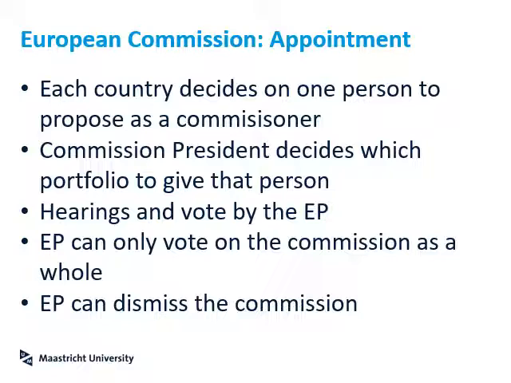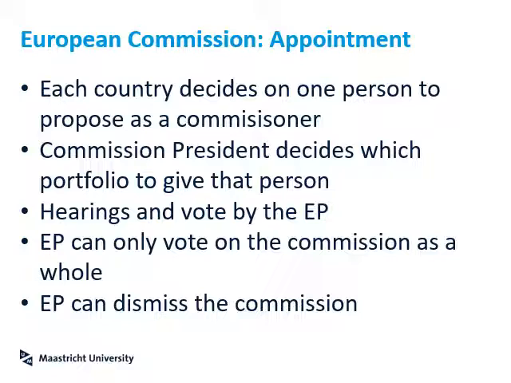The Commission is appointed in the following way. Each country decides on one person to propose as a commissioner. This is usually someone who has previously worked as a minister in a government. The Commission President then decides which portfolio to give that person. So the country does not know in advance which subject area the commissioner will deal with. And maybe they expect that that person is going to become the commissioner for finance because they have expertise in finance, and being commissioner for finance is a very prestigious position. But then this does not happen, and the person ends up being commissioner for something like digital environment, which would not be a very prestigious area to deal with.